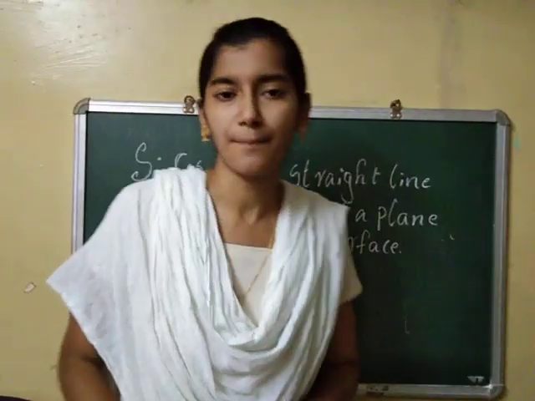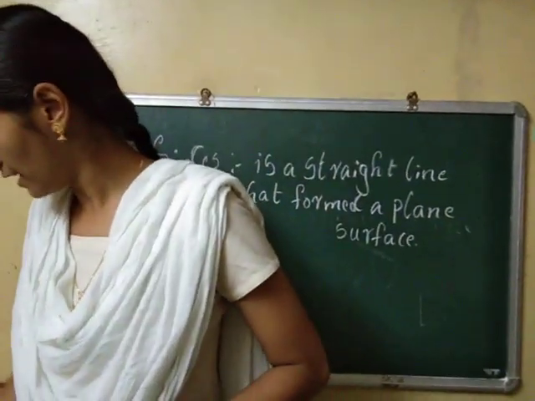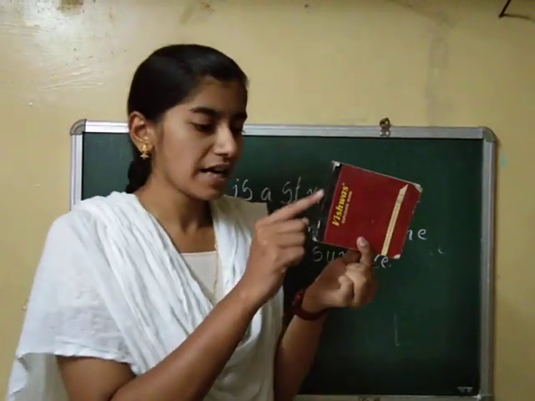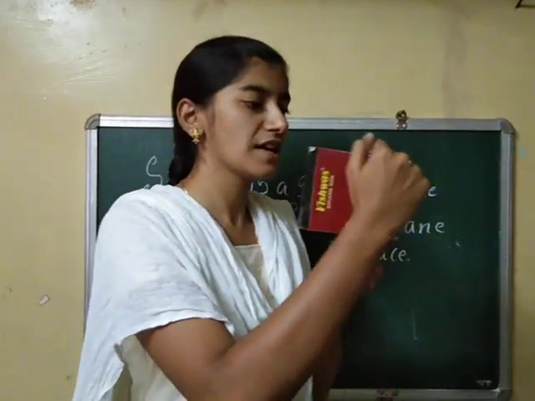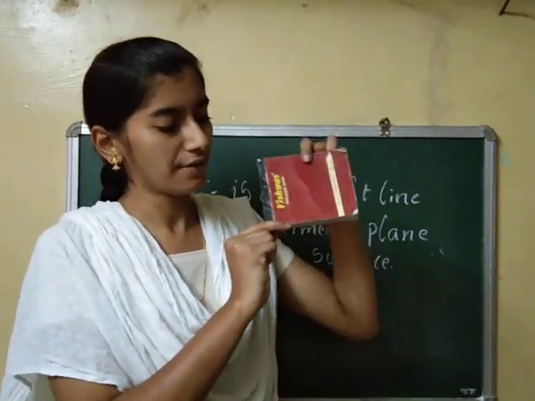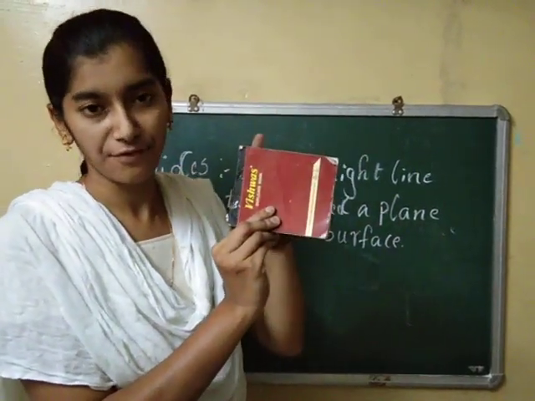So what is this definition? Along with an example I will teach you. First I will take this small book. So here I took the small book. The book resembles a square. Yes children. So here we are finding a straight line, and here also we are finding a straight line, and here also. So the straight line which has been formed on the plane surface is known as a side.